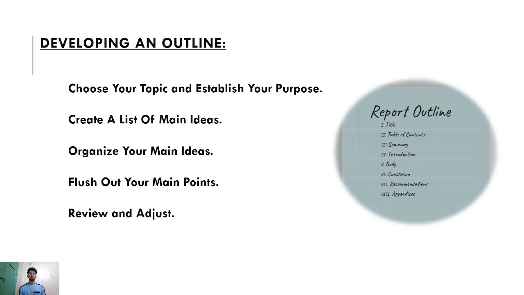Developing an outline. For writing a research paper, first we have to create an outline of how we are going to write it. First, we have to choose a topic and be clear about the content we are going to write. Then the main ideas: we have to organize our ideas so that the reader can understand easily, flesh out the main points, and clearly state the important contents of the report. Then review, format and adjust the paper. This is the final step.